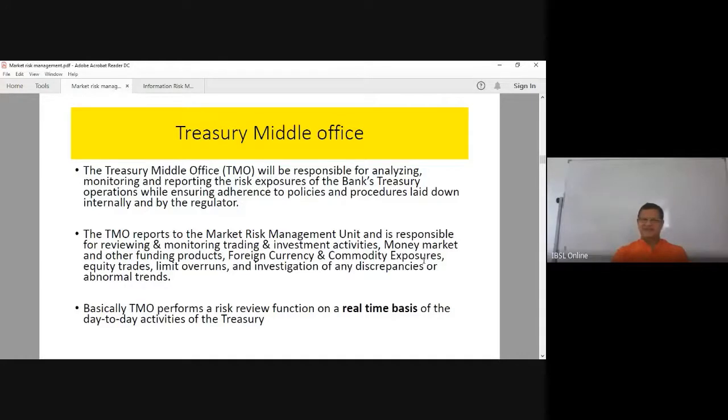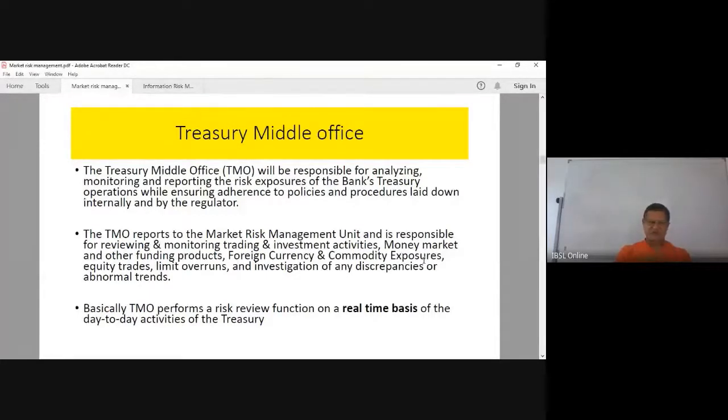Real time basis is as and when it happens. So I told you that treasury dealers have a screen on which they trade. The same screen will be in the risk management unit under the supervision of Treasury Middle Office, so that they will know exactly what's happening in the Treasury on a real time basis, as and when it happens.